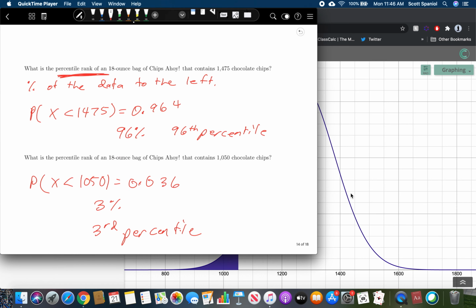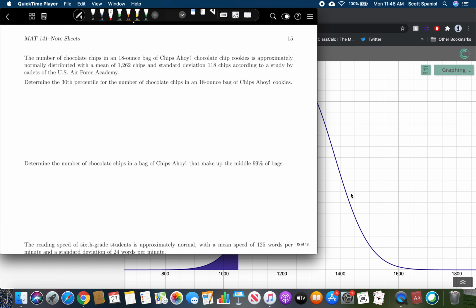But we can also do this inverse. If we know an area we want to deal with, we can work backwards to find the data value that goes with it. So in this same problem, the number of chocolate chips in an 18-ounce bag of Chips Ahoy chocolate chip cookies is approximately normally distributed with a mean of 1,262 chips and a standard deviation of 118 chips, right? That's what we were just dealing with. Determine the 30th percentile for the number of chocolate chips in an 18-ounce Chips Ahoy bag.